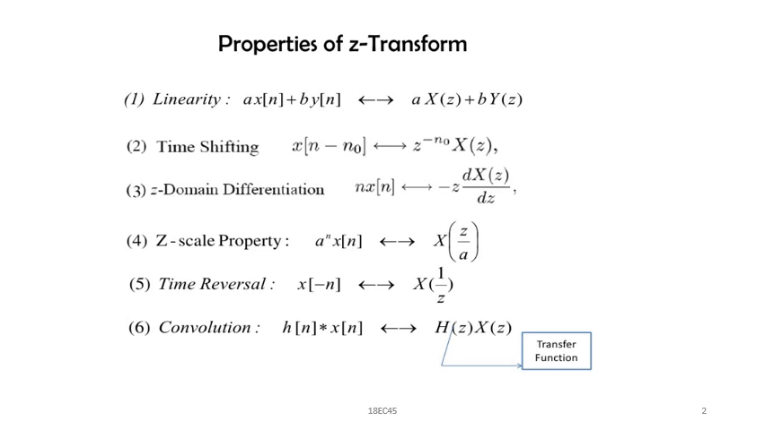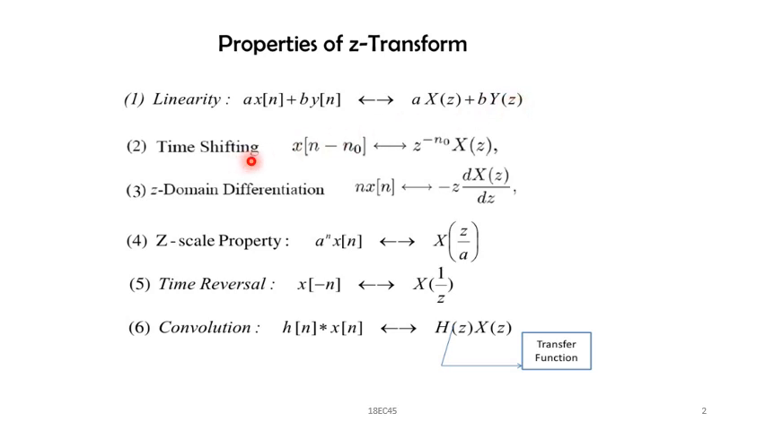We already discussed the properties of Z transform, properties like linearity. The linearity property is given by the weighted sum of input signal is equal to the weighted sum of output signal. That is a into x of n plus b into y of n, Z transform is a into X of z plus b into Y of z.